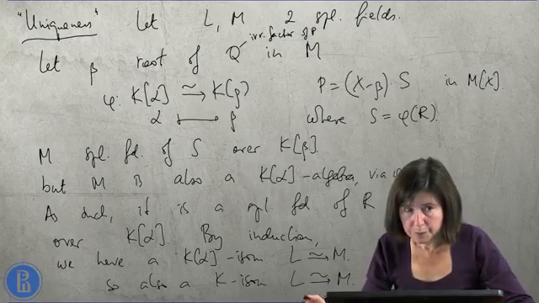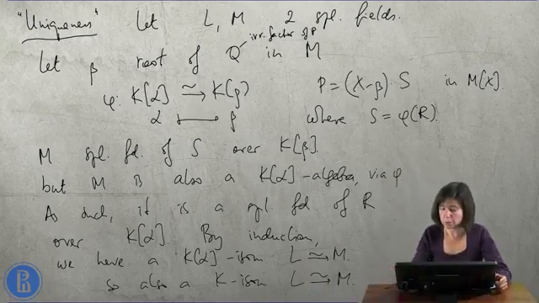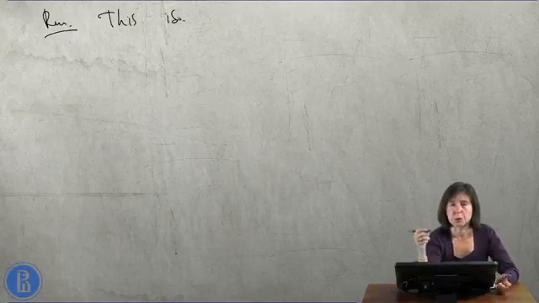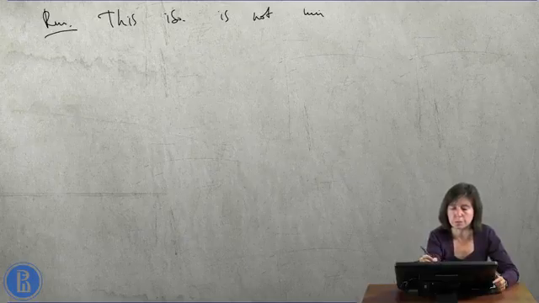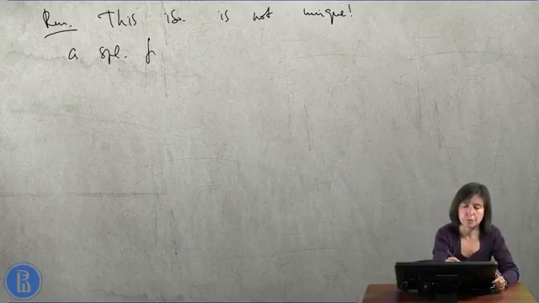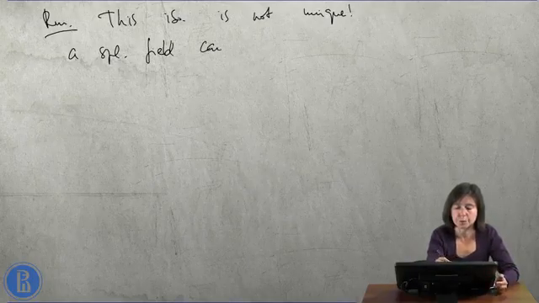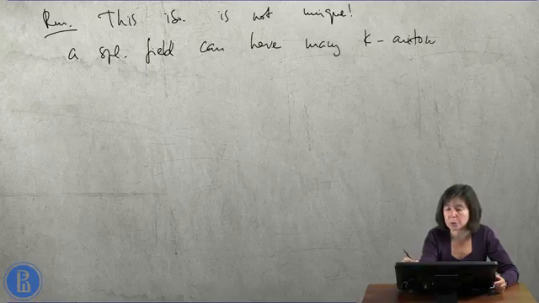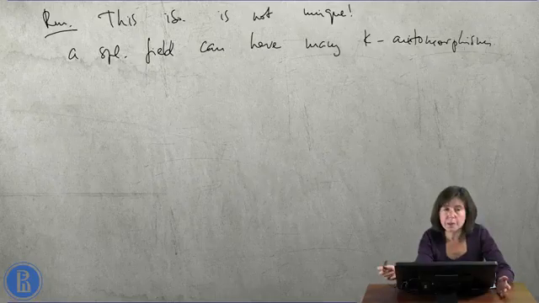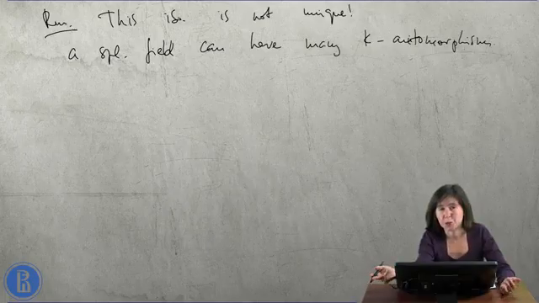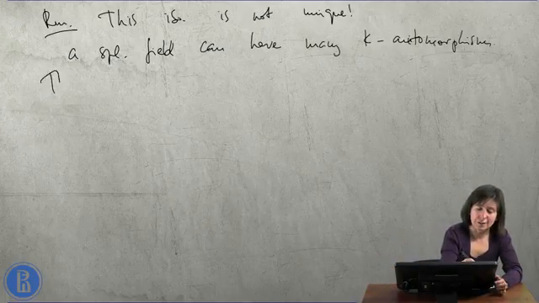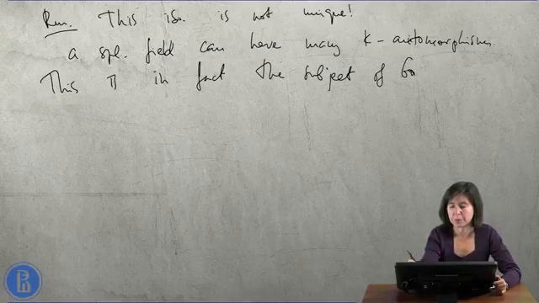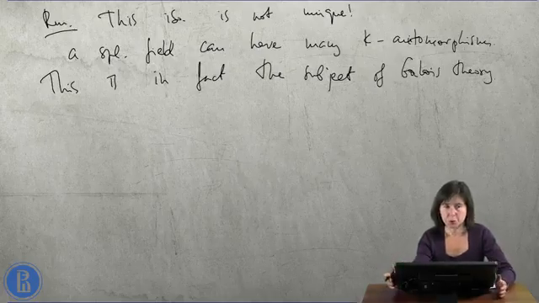So, remark, the isomorphism is of course not unique. This isomorphism between two splitting fields is not unique. A splitting field, in particular, can have many automorphisms, many K automorphisms. And in fact, the objective of Galois theory is to study this group of automorphisms. This is, in fact, the subject of Galois theory, which you will see in a couple of lectures.